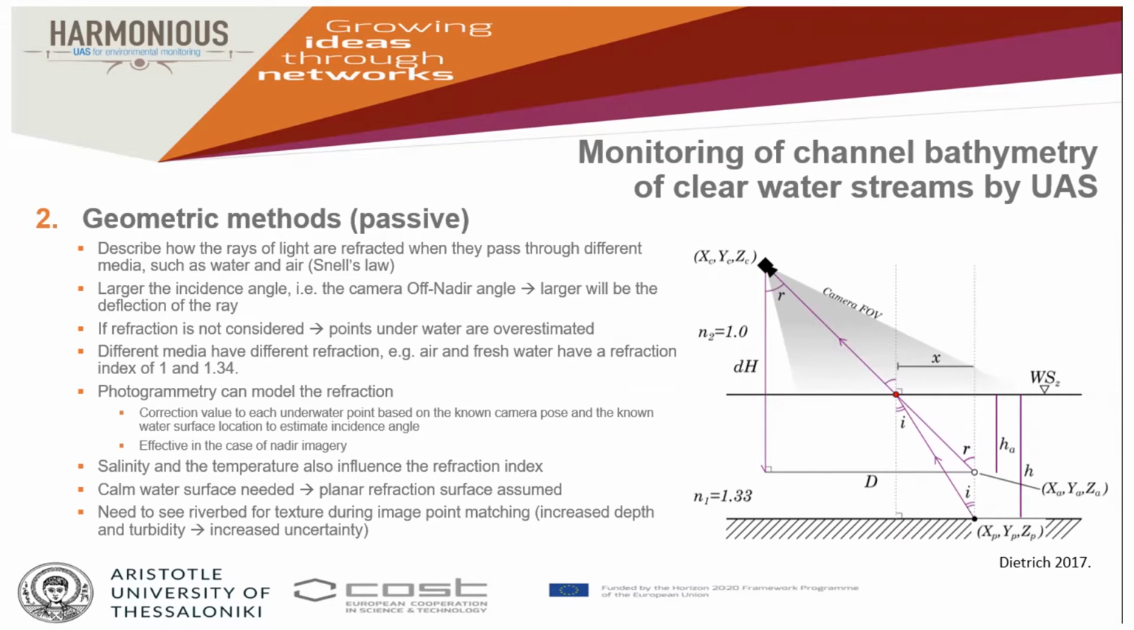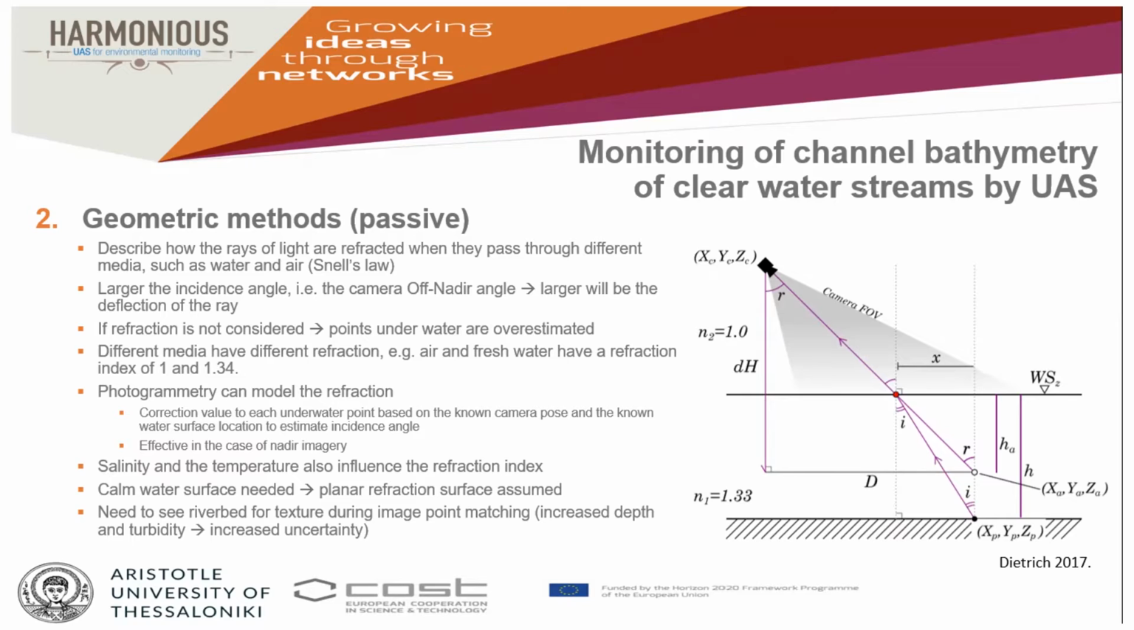The passive geometric methods are based on the so-called Snell's law. When the light is refracted on the surface of the water and passes through, it ends up in a different position. We can support this with photogrammetry, which can help us to model the refraction. If we know a uniform refraction value for the water, we can check the known camera pose and the surface location, and then we can model the depth point under the water.